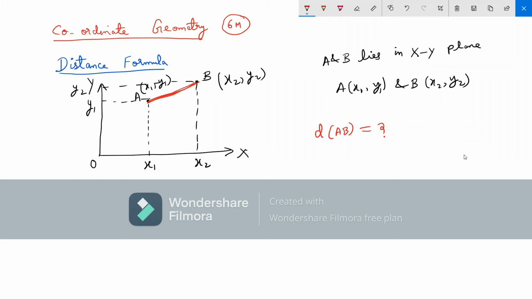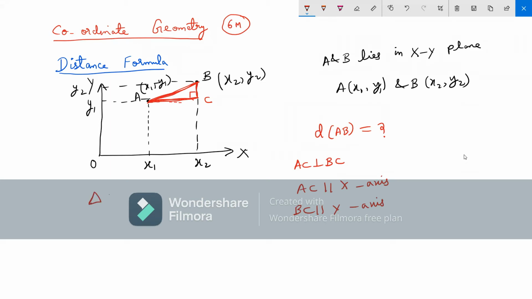Now here, first of all, I will take one straight line, a horizontal line parallel to the x-axis, and name it AC. And from B, I will draw a perpendicular onto AC. So AC is perpendicular to BC. AC is horizontal and parallel to the x-axis, whereas BC is vertical and parallel to the y-axis. Clear? Now here it forms a right angle triangle.